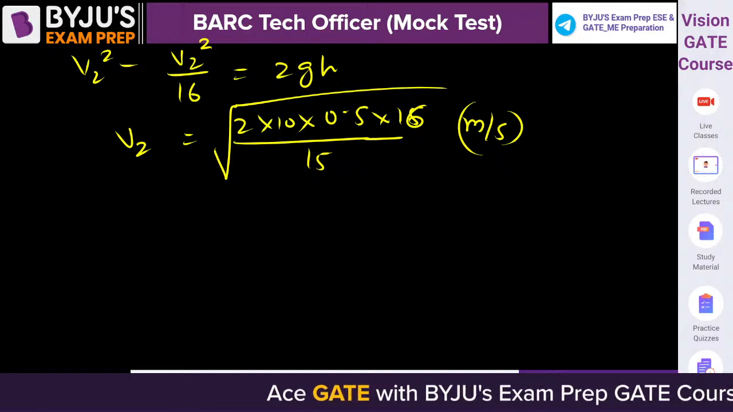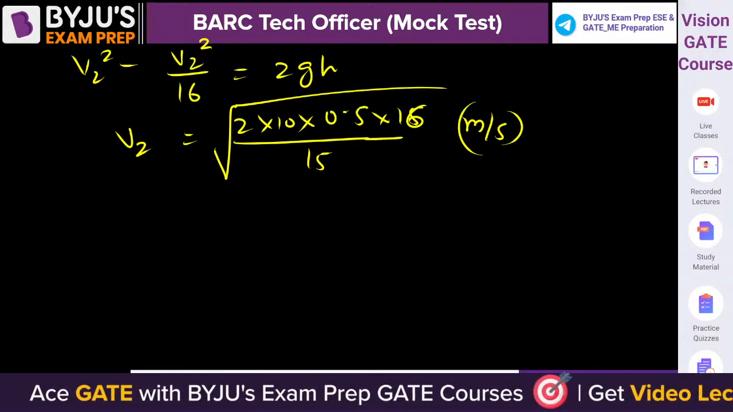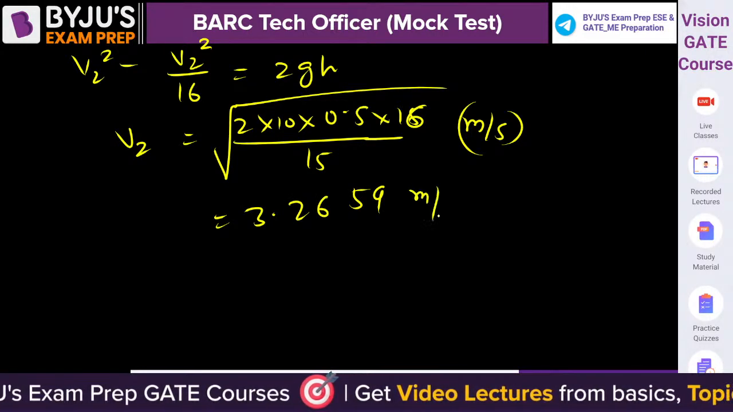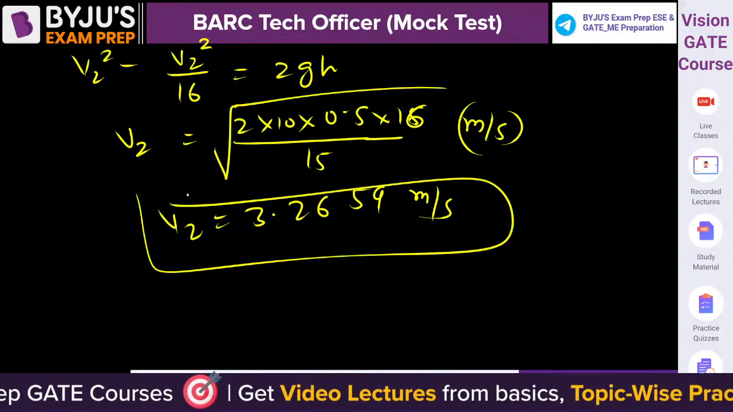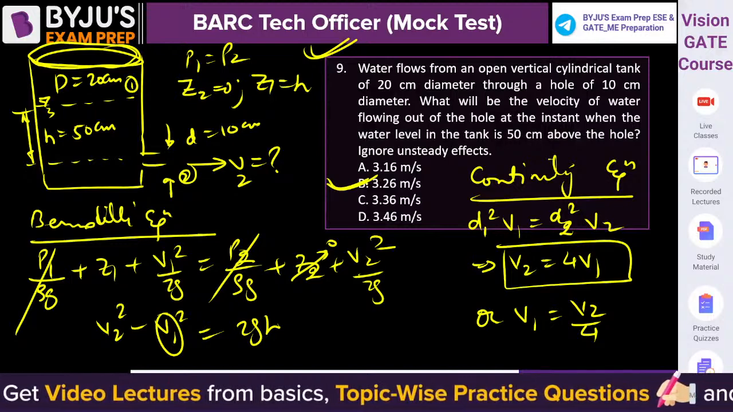160 divided by 15. Take the square root. It is 3.2659. 3.2659 meter per second will be the value of V2. What is the answer? It will be 3.26. It will not be 3.16.